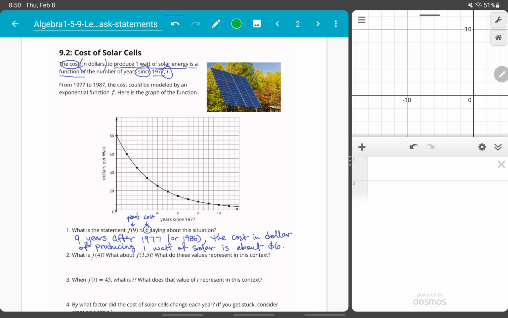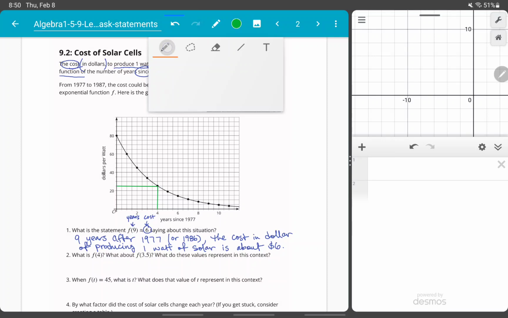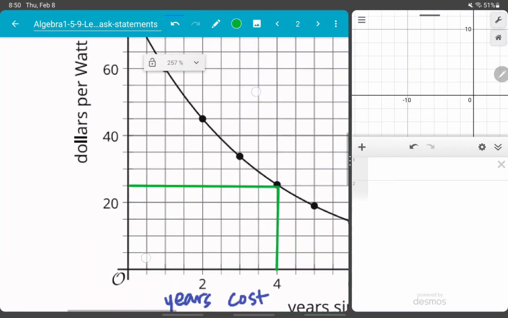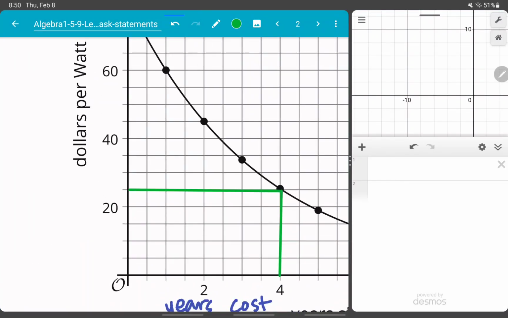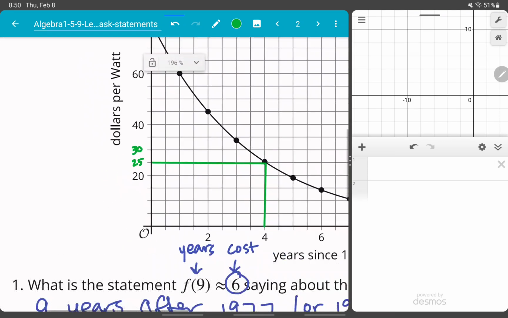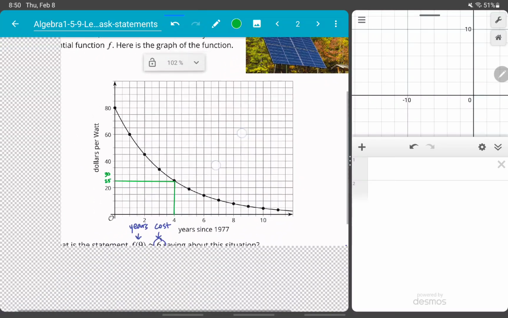Okay, to find the value of the function at an x value of 4, we're going to start at 4 on the horizontal axis. We're going to go up until we hit the function, and then we're going to go left until we hit the y-axis. Now, we're going to zoom in close here so we can see that this is 20, this is 40, which means halfway would be 30, and then halfway again would be 25. So it's about 25.